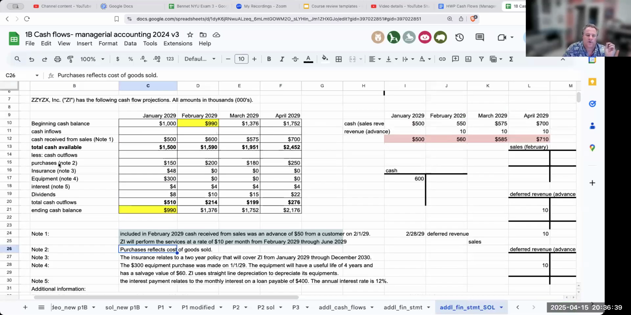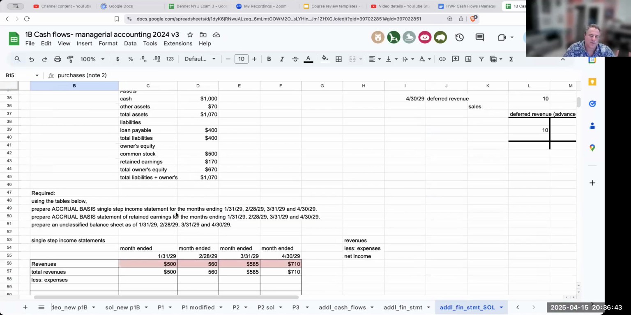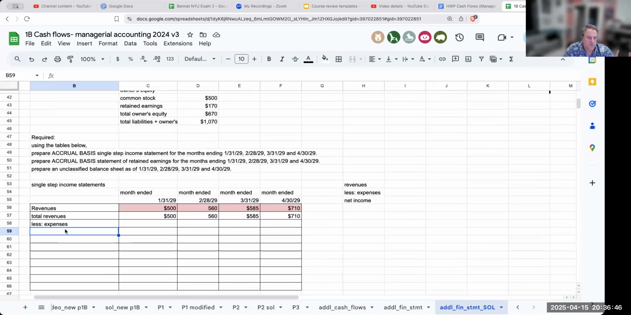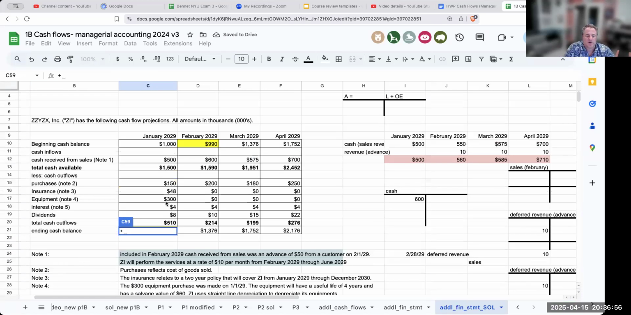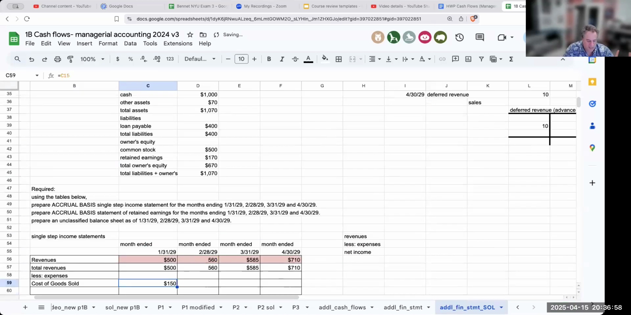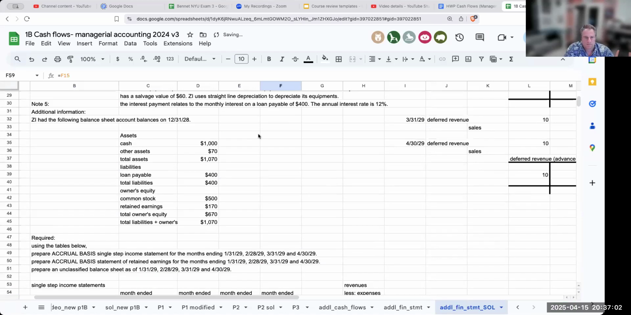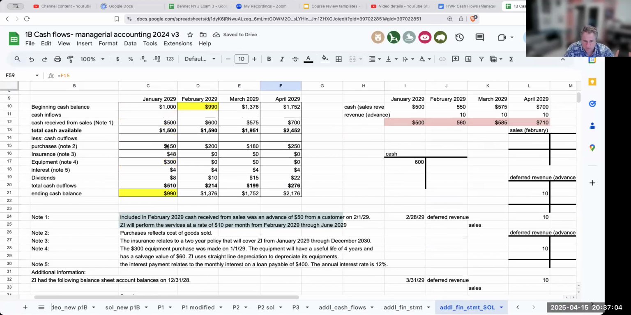So the next thing over here, it says purchases reflect cost of goods sold. So as we know, cost of goods sold is an expense of selling inventory. So this is going to be cost of goods sold, which is basically the purchases. So my expenses here are going to be 150, 200, 180, and 250. Pretty much that's kind of straightforward.